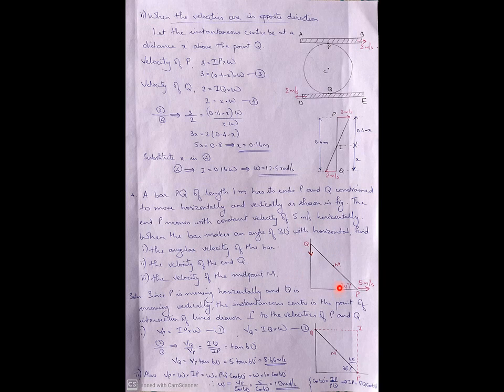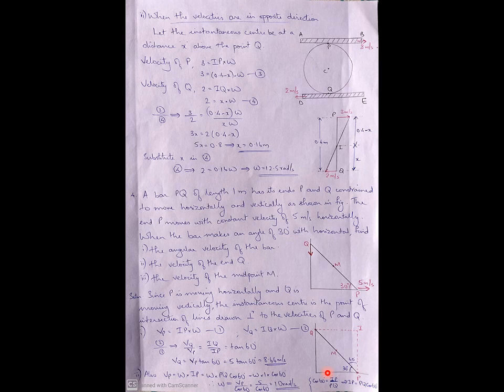The figure is given in the question itself. So this is the point P, this is the point Q, midpoint is M. It is making an angle of 30 degrees. This P is moving horizontally at 5 meters per second and Q is moving downwards. Now how to find the instantaneous center? We will be drawing perpendiculars to these velocities. So the figure will be like this, perpendicular to the velocity of P, and perpendicular to the velocity of Q, which is downwards. The final meeting point is the instantaneous center. Now we have found the instantaneous center.